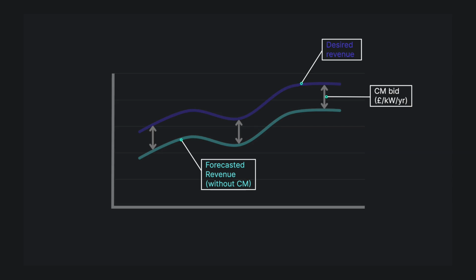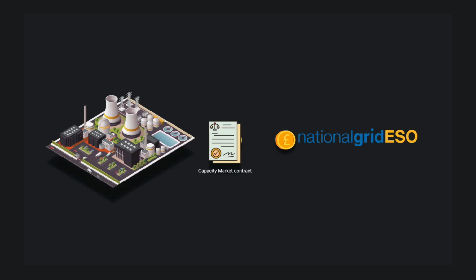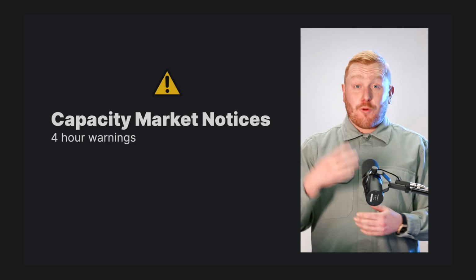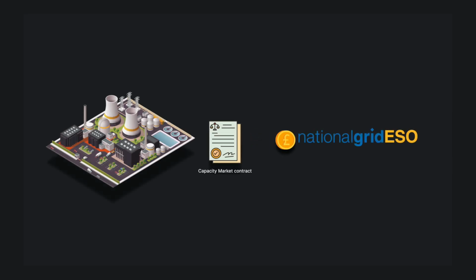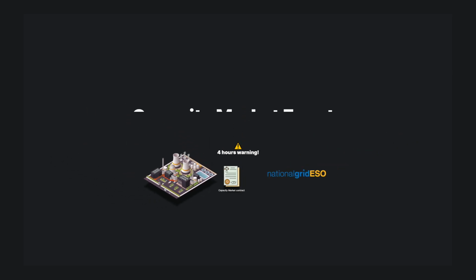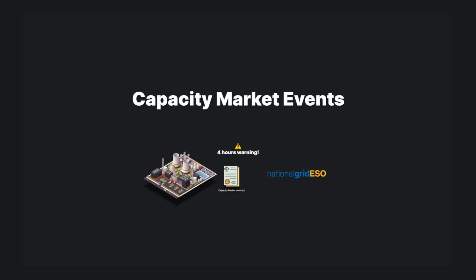If a generator wins a capacity market contract, it's paid to ensure that it can turn up generation at times of potential system stress events at just 4 hours notice. These 4 hour warnings are called capacity market notices. Those system stress events, when generators actually have to kick into gear and provide the capacity, are known as capacity market events. So far, there hasn't ever been a capacity market event in Great Britain, but there have been numerous capacity market notices issued. Unless there is a capacity market event, participating assets will just continue to operate as normal.